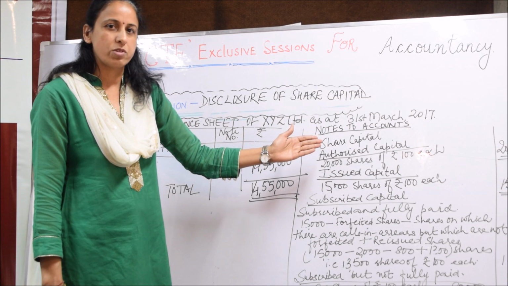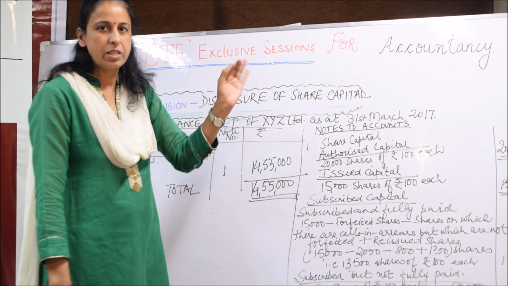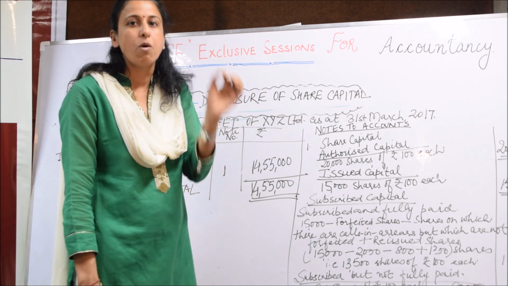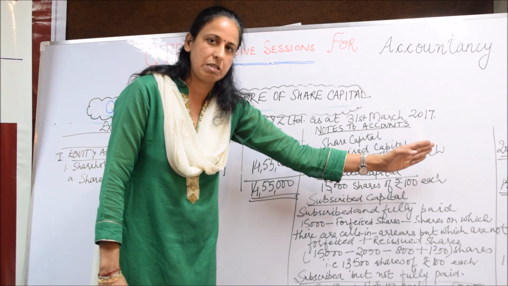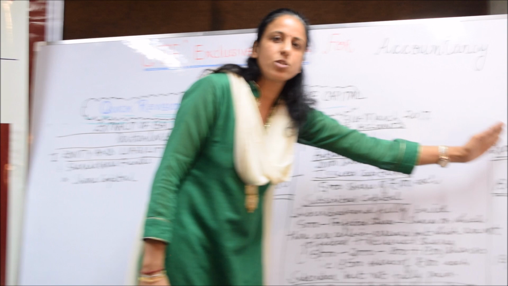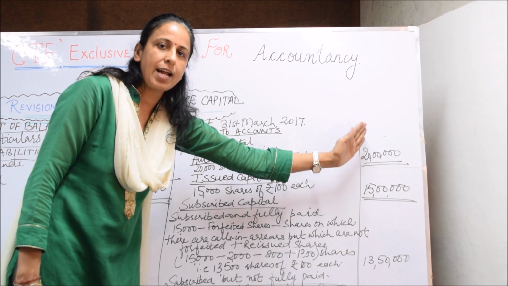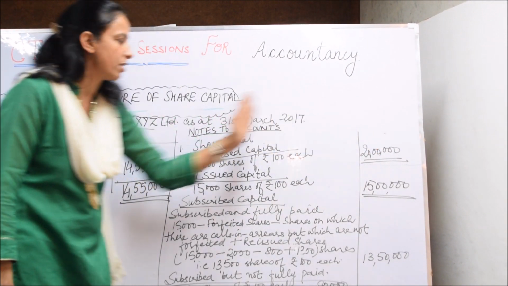Don't get confused. You should see whether rupees is written or not, since it's a very small letter, so you have to be very careful. So 20,000 shares of rupees 100 each. 20 lakhs is the total authorized capital. So that has to be written in the outer column, and the number of shares.